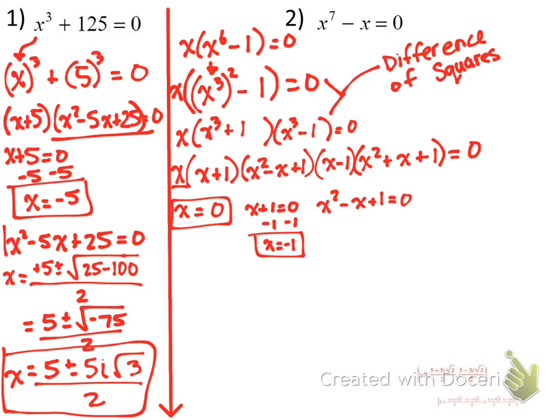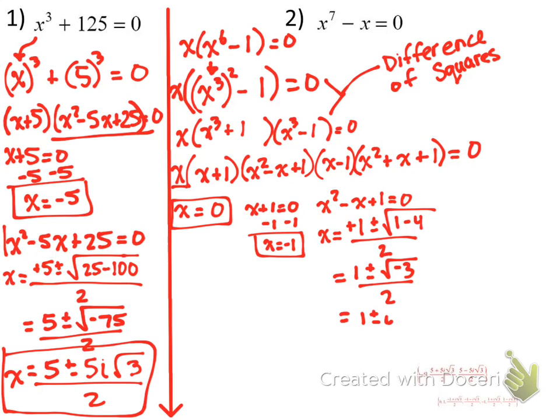Now in this one, there's nothing that's going to multiply to 1 that's going to equal negative 1. So I'm going to use the quadratic formula. X is equal to negative b. It's going to be negative 1. Just pause, the 1 plus or minus the square root of b squared, which is 1, minus 4 times a times c, which is negative 4, all over 2a, which is just 2. Simplify, we got 1 plus or minus square root of negative 3, all over 2, which is equal to 1 plus or minus i rad 3 all over 2.